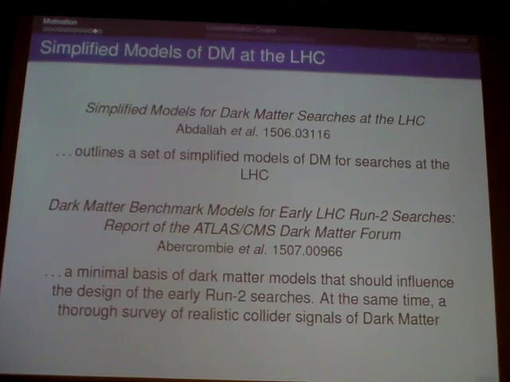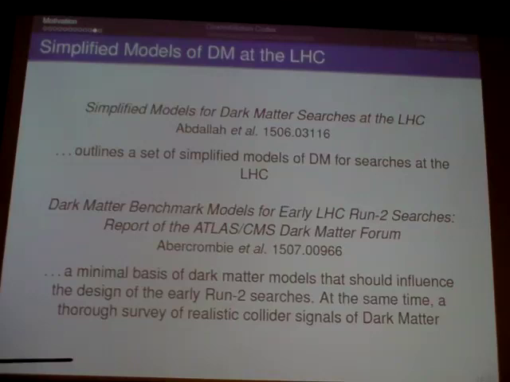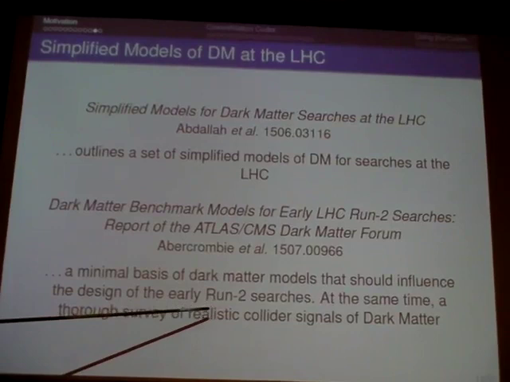Over the last year and a bit, there's been quite a lot of interest in simplified models of dark matter at the LHC. This is the outcome of a workshop in Oxford in 2014, where a group of theorists tried to outline a set of simplified models of dark matter for LHC searches. This was followed up by ATLAS and CMS, who created the Dark Matter Forum. In this paper they tried to provide a minimal basis of dark matter models to influence the design of early run 2 searches, and at the same time provide a thorough survey of realistic collider signatures of dark matter.